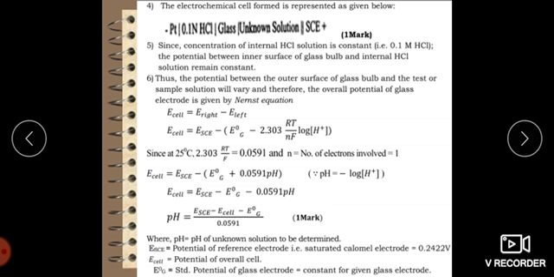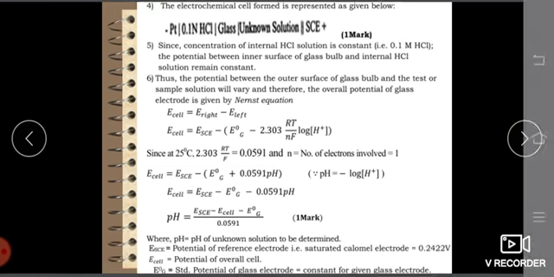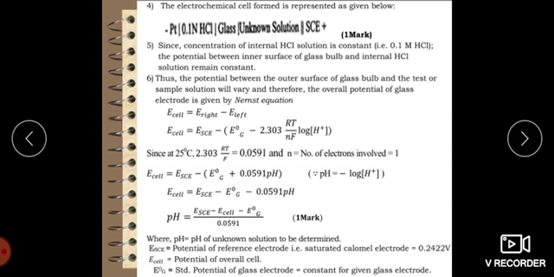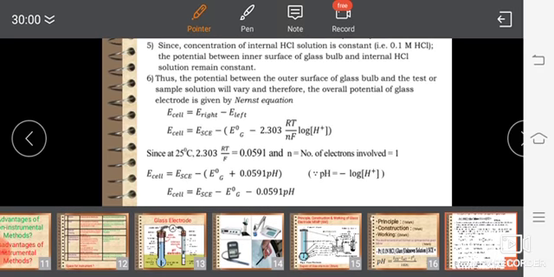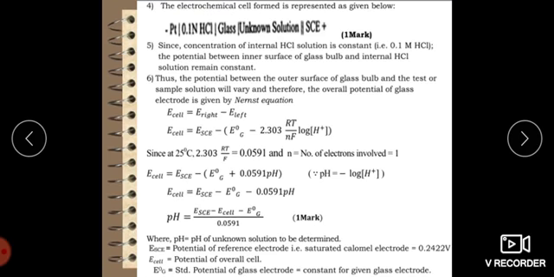The pH of this total cell is given by this formula, where pH is the pH of the unknown solution to be determined. E SC is the potential of the reference electrode, the SC electrode, which is known to us: 0.2422 volt. E cell is the potential of the overall cell, which we have to determine. E naught G is the standard potential of the glass electrode, which is constant for a given glass electrode.